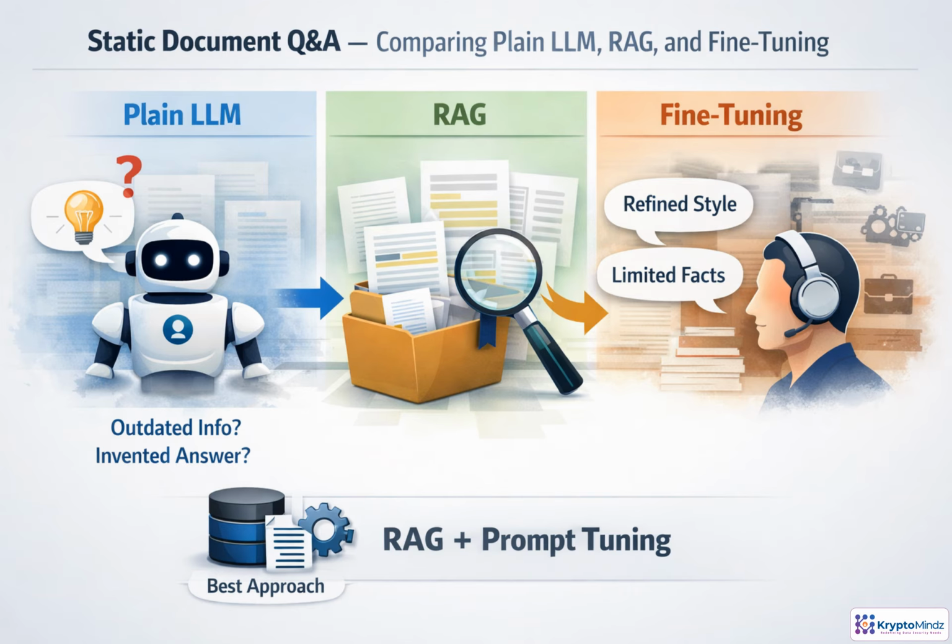In this pattern, the main question is where the answer comes from. A plain LLM is quick, but it relies on what it already learned, so it may be outdated or invent details. Fine-tuning can shape tone, terminology, and behavior, but it is a poor way to store lots of changing facts. RAG is usually the default. Retrieve relevant passages, answer from that evidence, and use prompts for consistency.